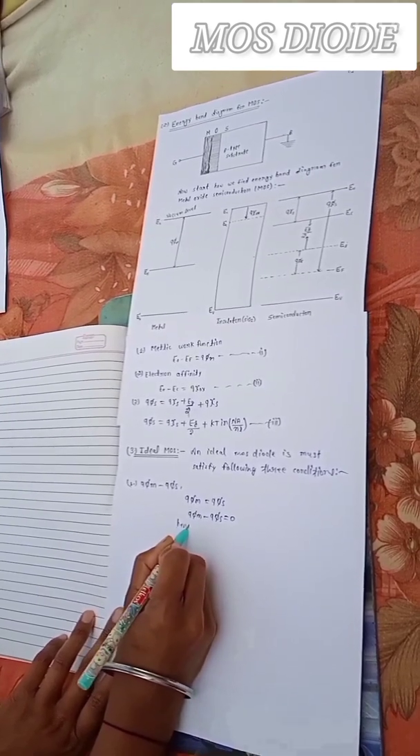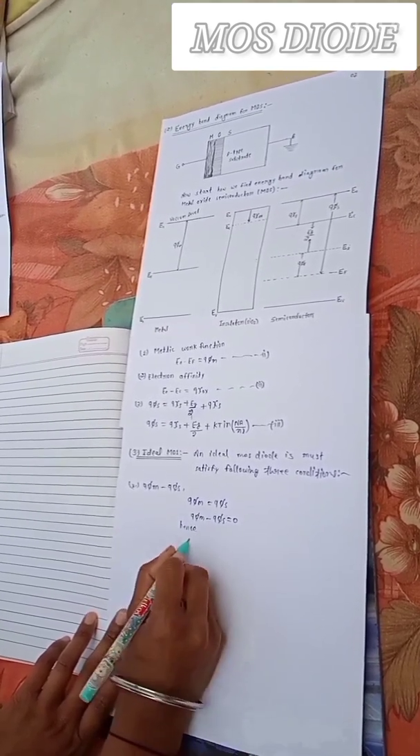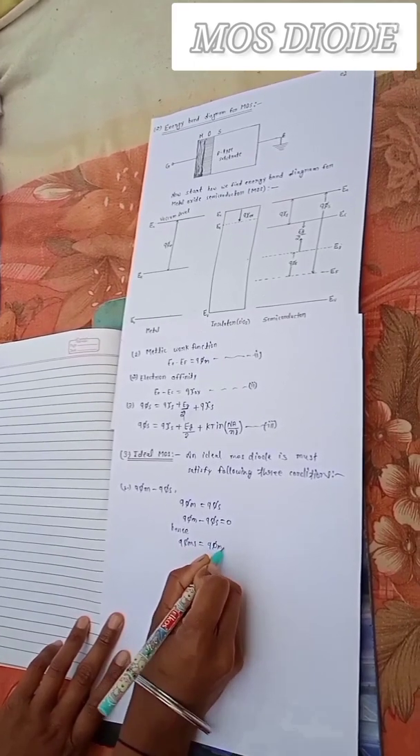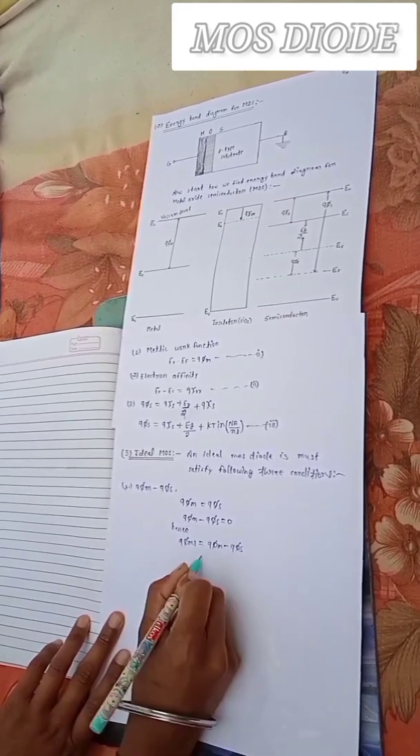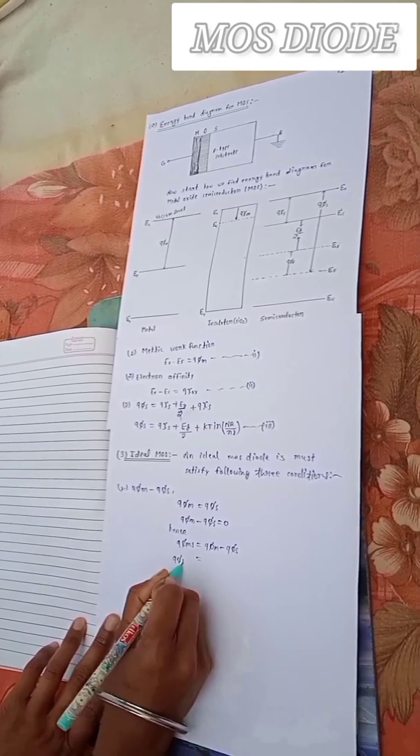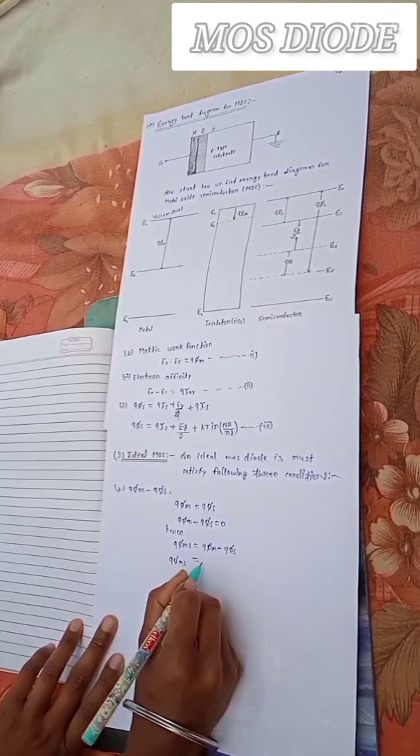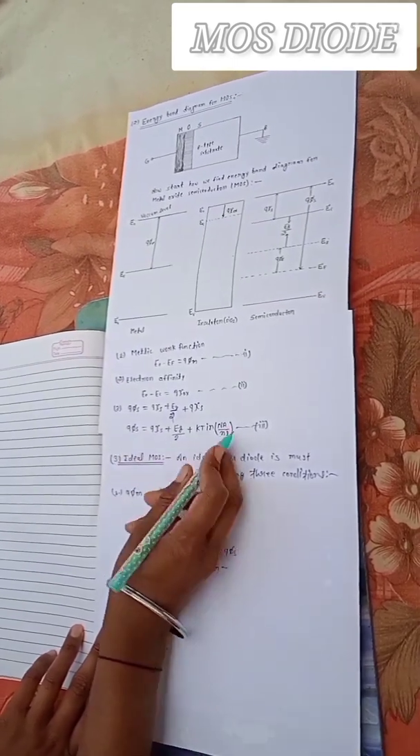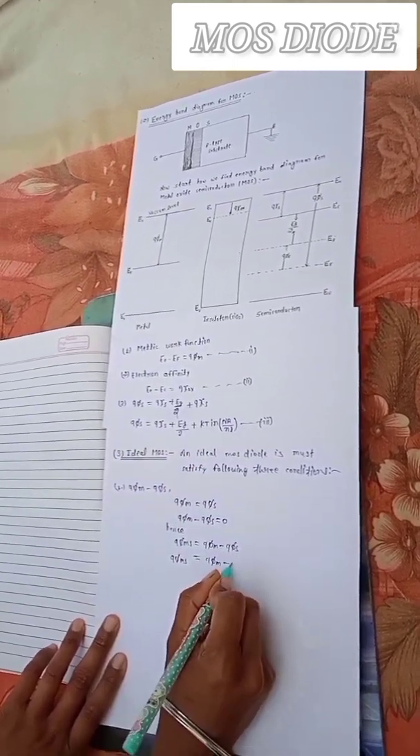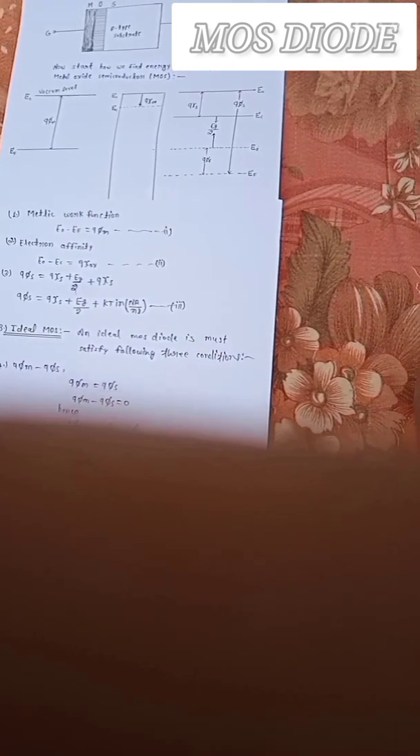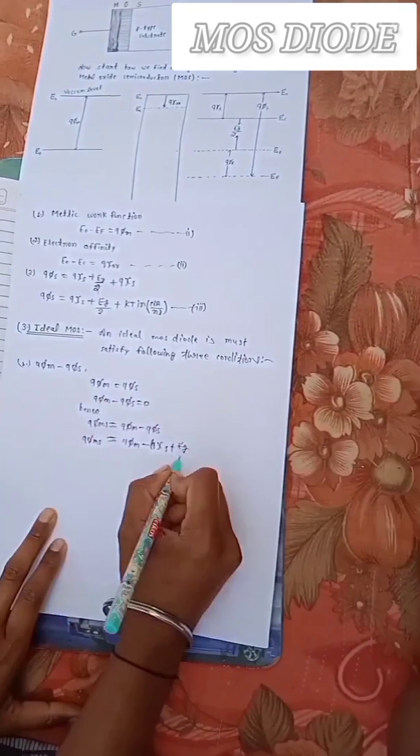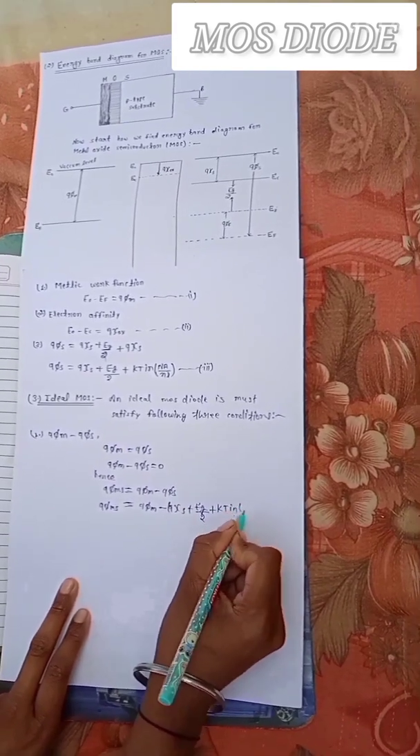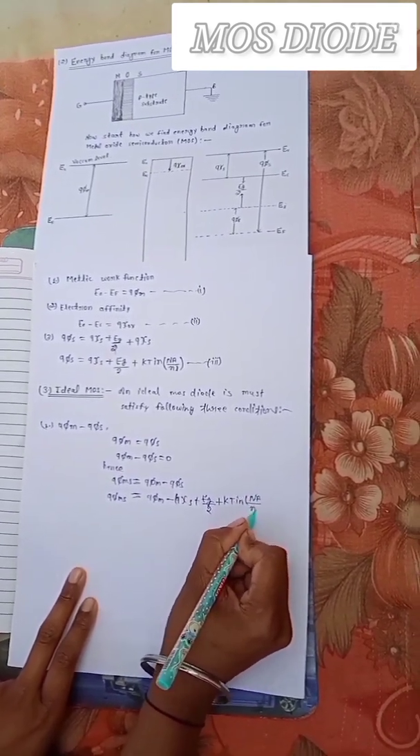Hence Q phi ms equals Q phi m minus Q phi s. Q phi ms equals Q phi m minus, putting the value of Q phi s from equation number 3, Q chi s plus Eg by 2 plus kT ln of Na upon Ni.